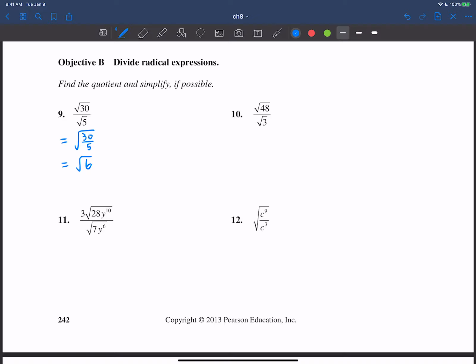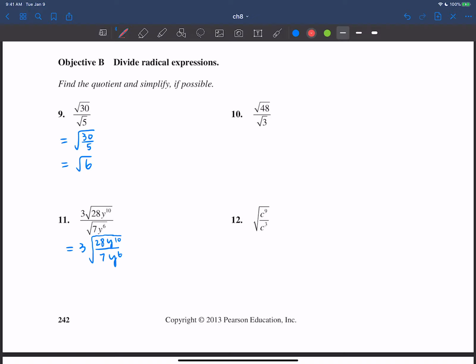Number 11. 3 radical 28y to the 10th over radical 7y to the 6th. Same idea. Instead of simplifying each radical part, I put them together. So we have 3 on the top. And then you have a huge radical sign. Inside the radical sign, I'm going to put both the top and bottom together. You have 28y to the 10th over 7y to the 6th. I'm going to simplify that quotient.